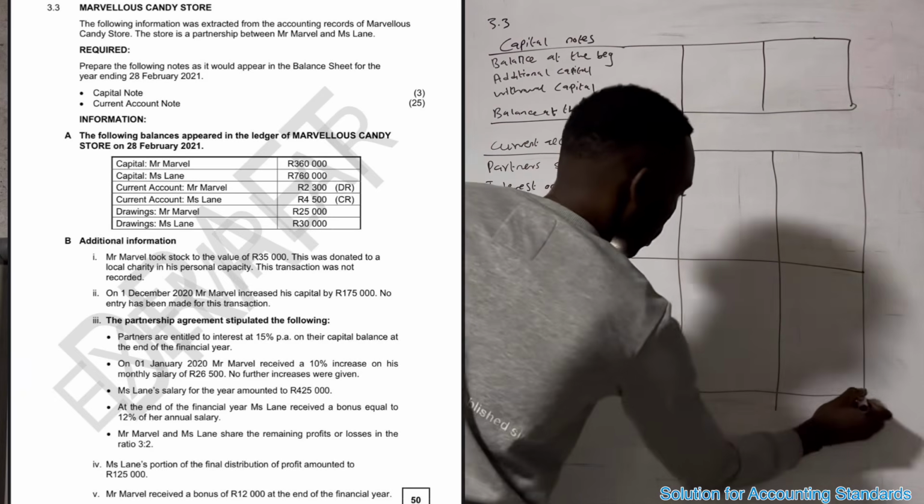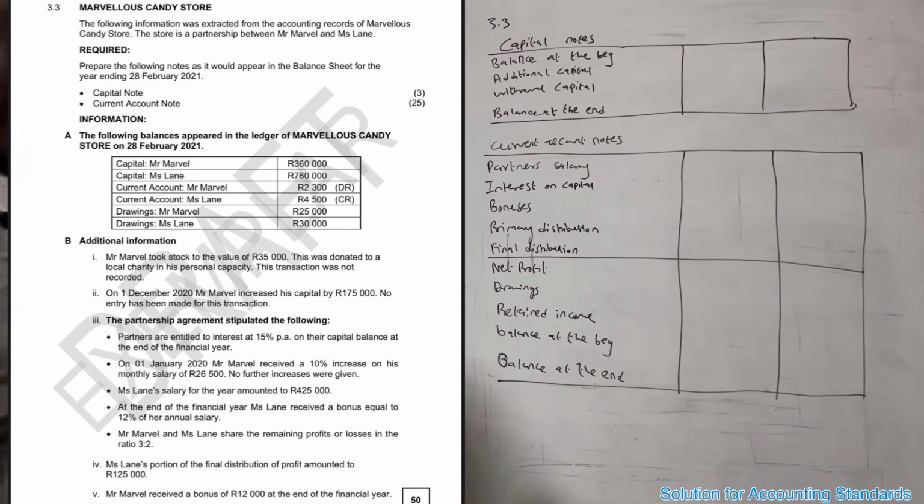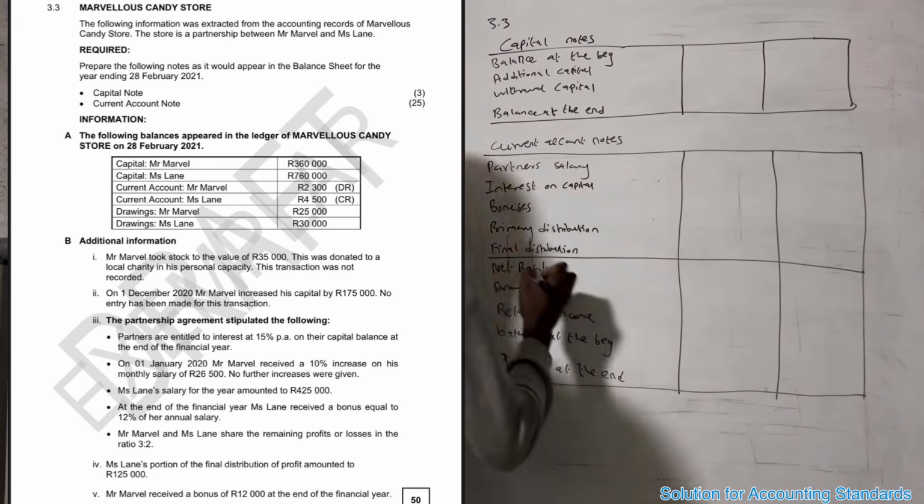Okay, then our notes will look like this. Okay, let's quickly try to do it. Okay, they say they prepare the following notes that will appear in the balance sheet: capital notes and current account notes. Okay, number A, we have capital amount for both Marvel and Lane, current account and drawings. B, Marvel took a stock to the value of 35,000 and this was donated to local charity. Okay, we can work donation for Marvel.